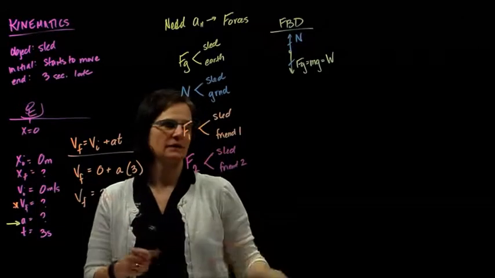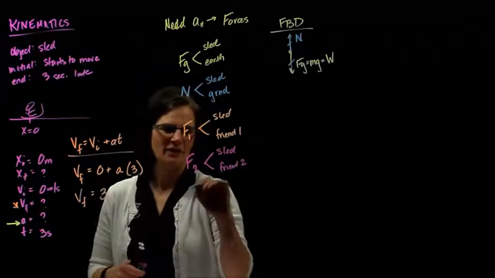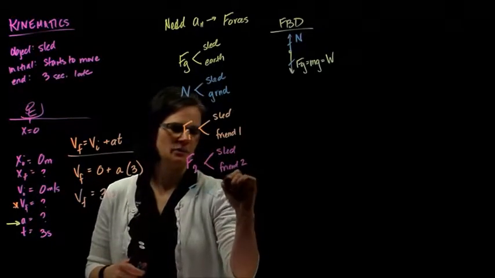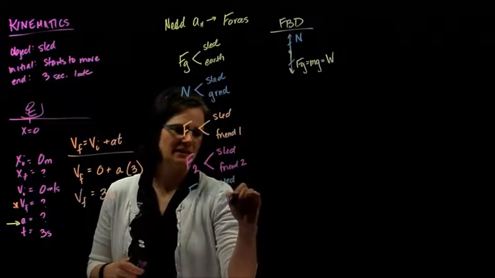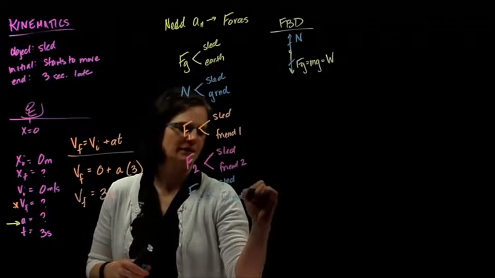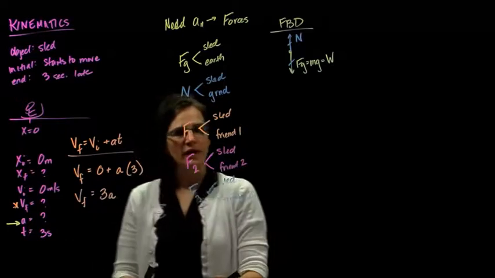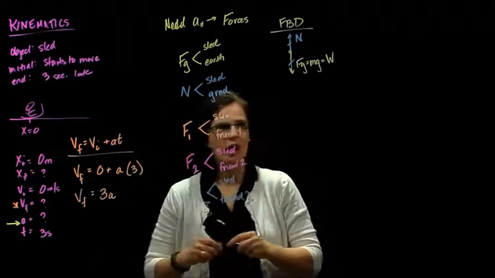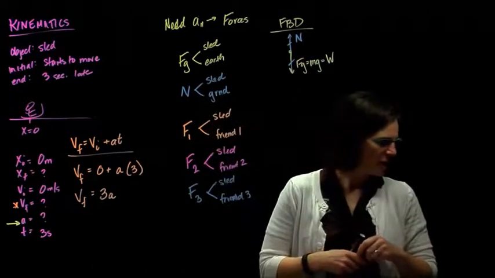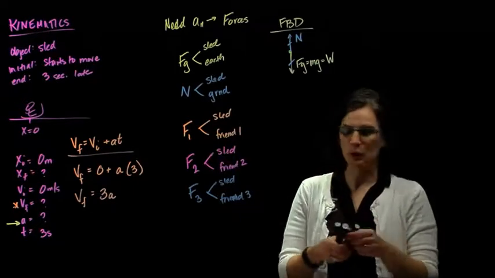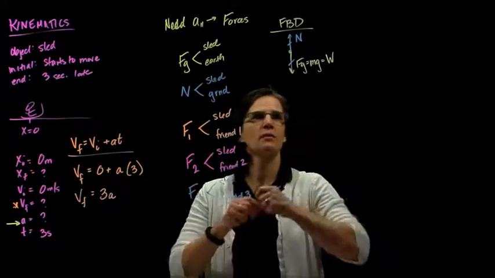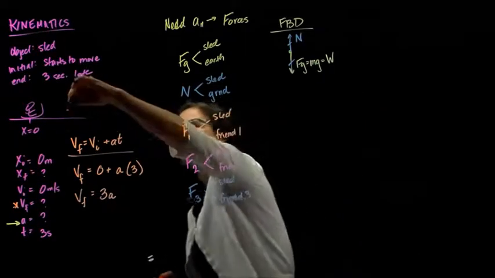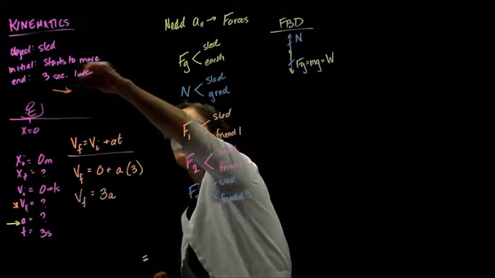And then we'll use blue again. We have friend 3 between the sled and friend 3. All right, so how do those look on our free body diagram? Well, let's say friend 1 is pulling the sled. So friend 1 is going to be pulling the sled. We're going to have the sled move in this direction.